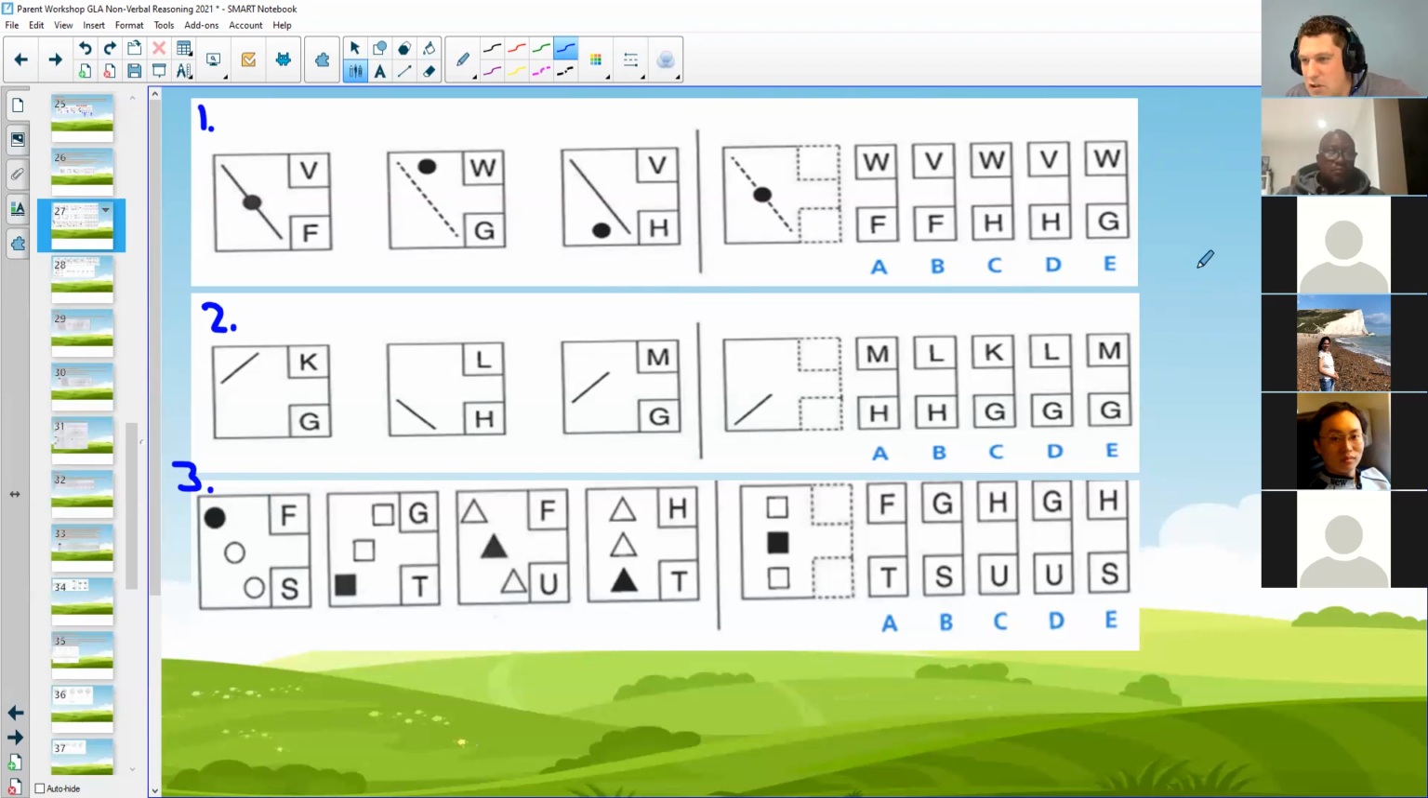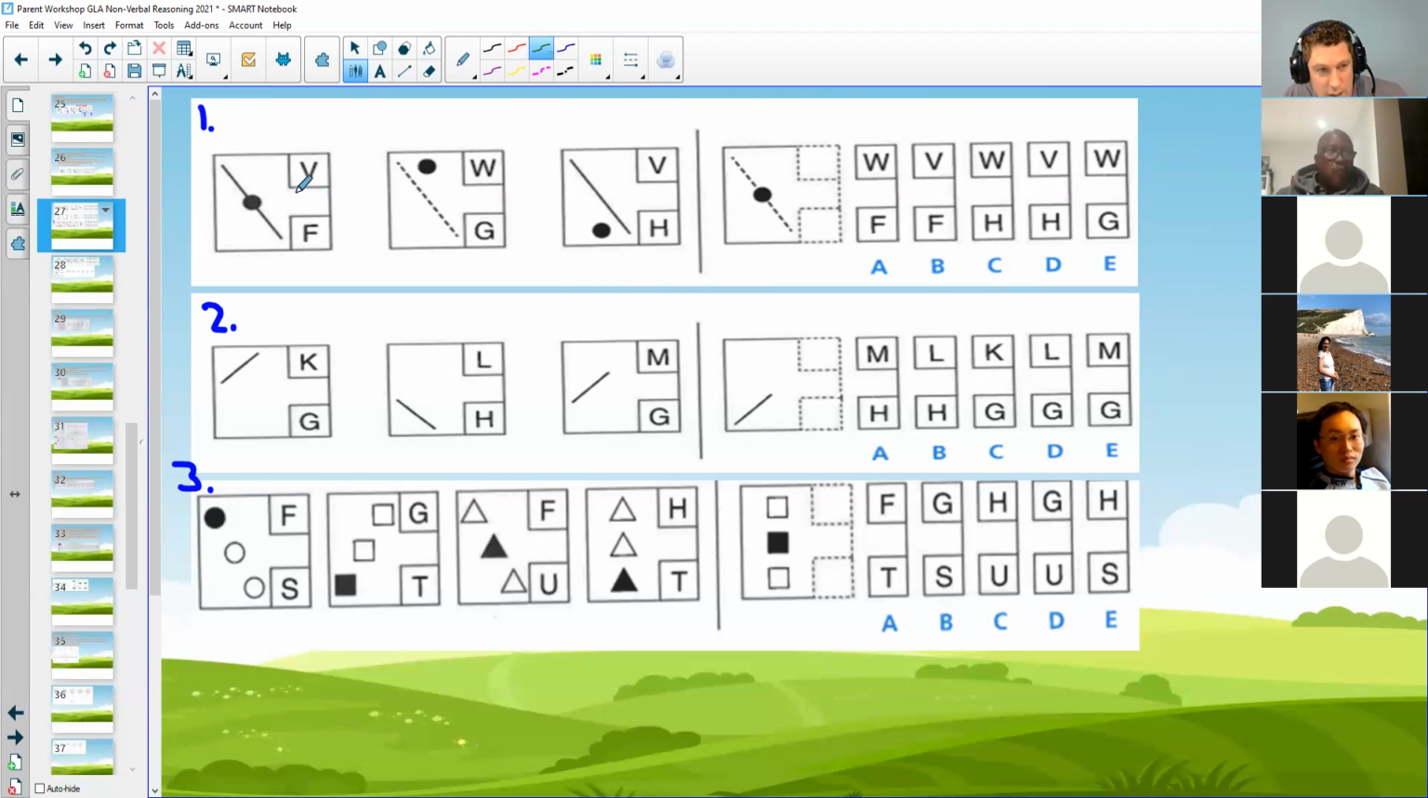Don't all shout at once. Anyone fancy talking me through number 1? No? Okay. I'll go through them. If you had a slightly different answer and you're not quite sure why, then do shout.